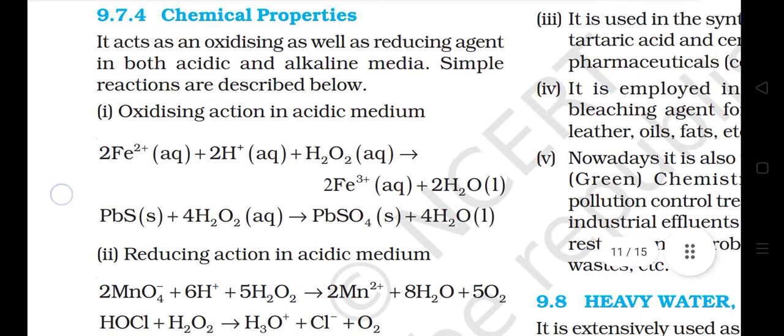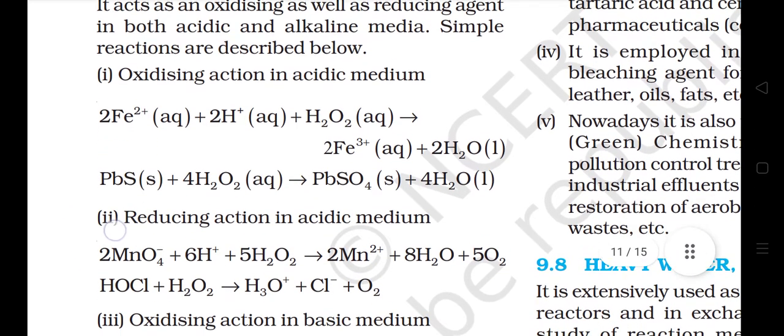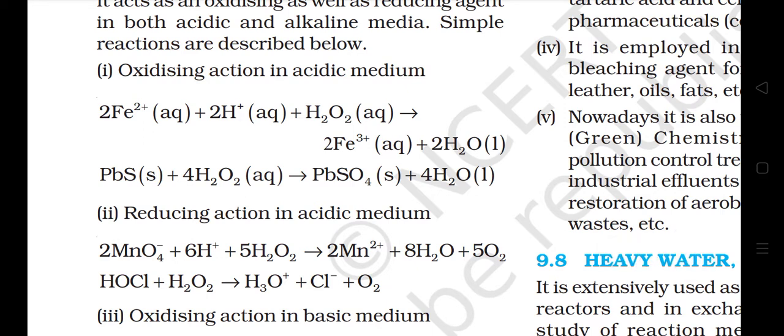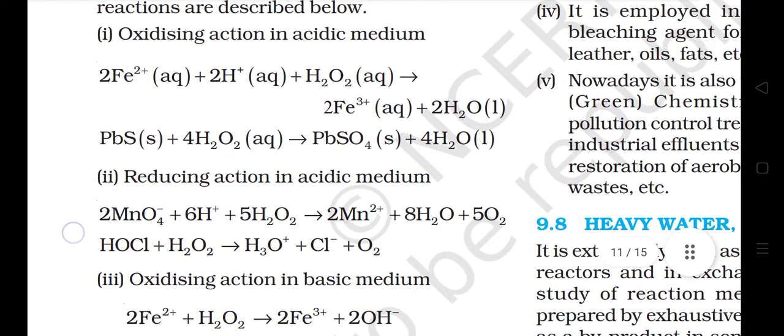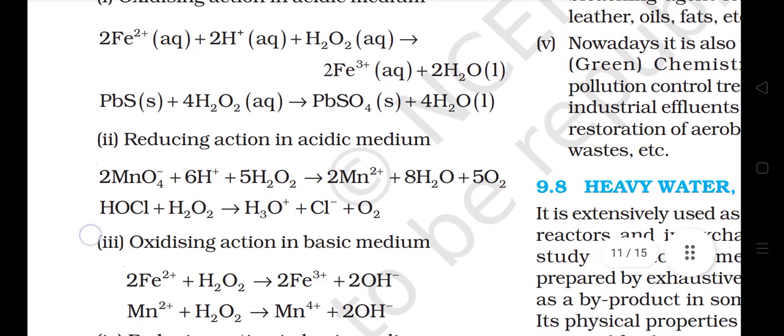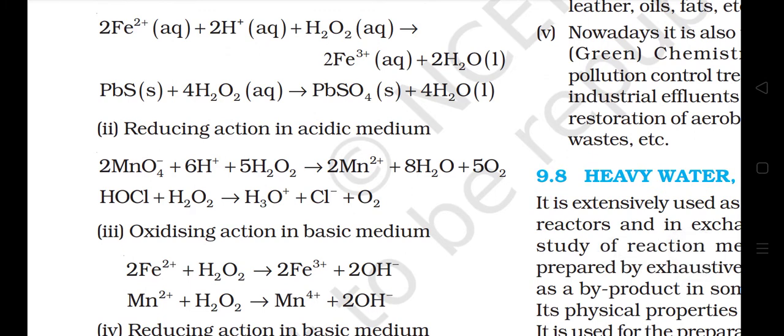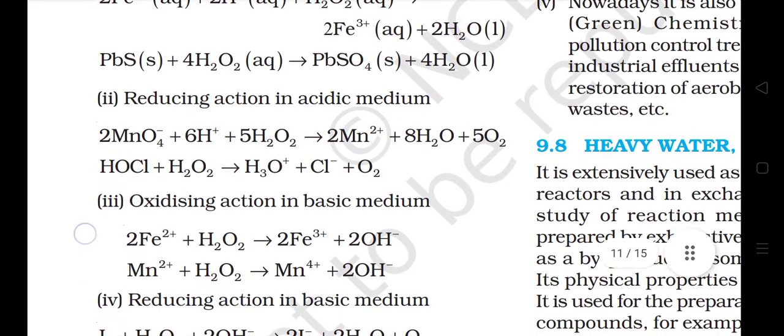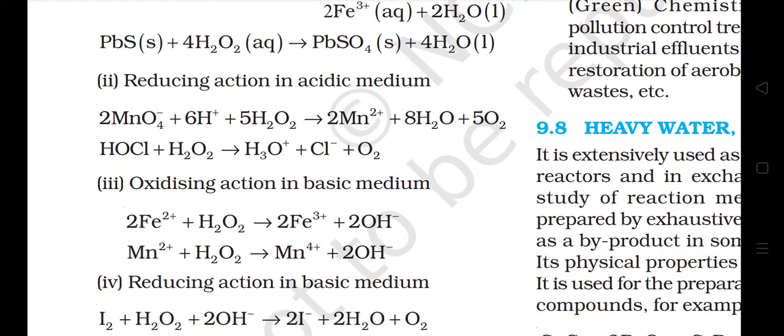1. Oxidizing action in acidic medium. 2Fe2+ + 2H+ + H2O2 gives 2Fe3+ + 2H2O. PbS + 4H2O2 gives PbSO4 + 4H2O. 2. Reducing action in acidic medium. 2MnO4- + 6H+ + 5H2O2 gives 2Mn2+ + 8H2O + 5O2. HOCl + H2O2 gives H3O+ + Cl- + O2.